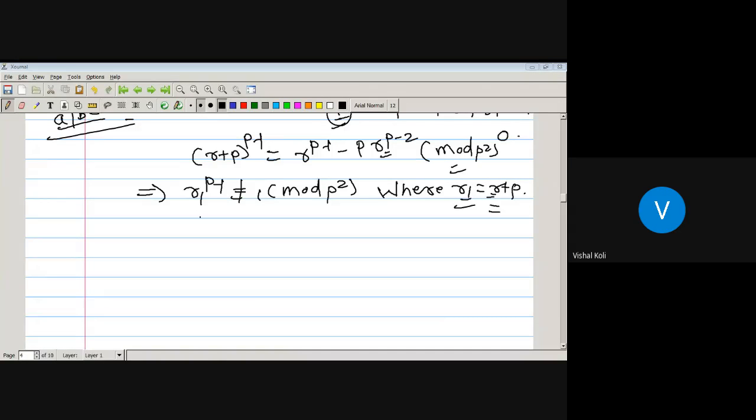Therefore, if r is a primitive root of p such that r to the power p minus 1 is congruent to 1 modulo p square, in that case we get one more primitive root r1 of p such that r1 to the power p minus 1 is not congruent to 1 modulo p square. Therefore, the existence of such a primitive root will always be possible, such that r1 to the power p minus 1 is not congruent to 1 modulo p square, and hence the proof.